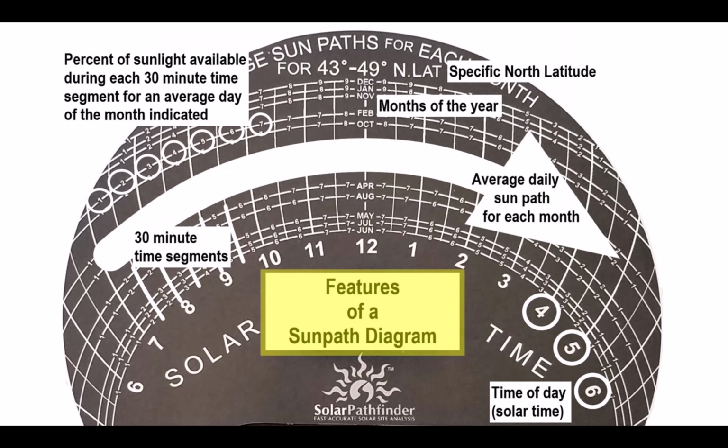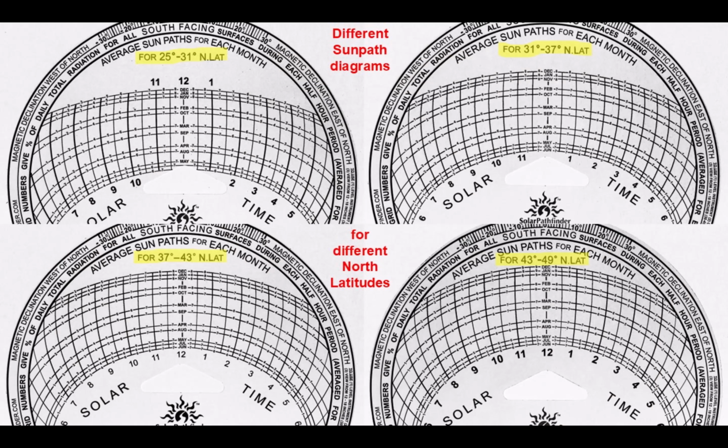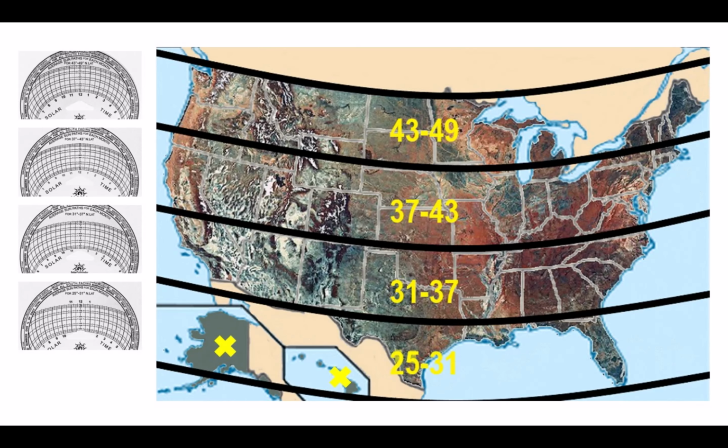Let's take a closer look at the features of a sun path diagram placed just below the reflective dome on the instrument section. First, there are different sun path diagrams for different locations. This one may be used anywhere between 43 and 49 degrees north latitude, where the daily path of the sun across the sky is similar. You can see here how the sun's path is different depending on latitude.